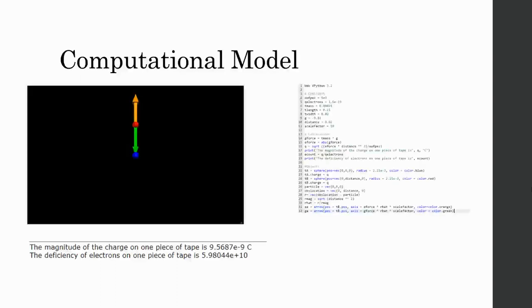Here is my computational model for the point charge model. As you can see in the code, measured values and equations were added to create the model. The magnitude and deficiency of electrons is very similar to their actual values.